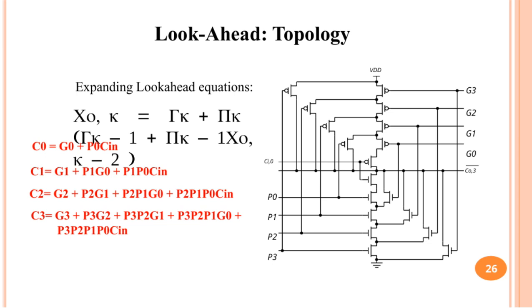This method allows us to quickly compute the propagating carries without waiting for serial propagation, which is crucial for improving the speed of arithmetic circuits. The notation here ties back to the basic building blocks, G and P, which represent generate and propagate signals, respectively. Understanding these equations is fundamental to grasping how look-ahead adders accelerate addition by reducing carry delay through parallelization of carry calculations.